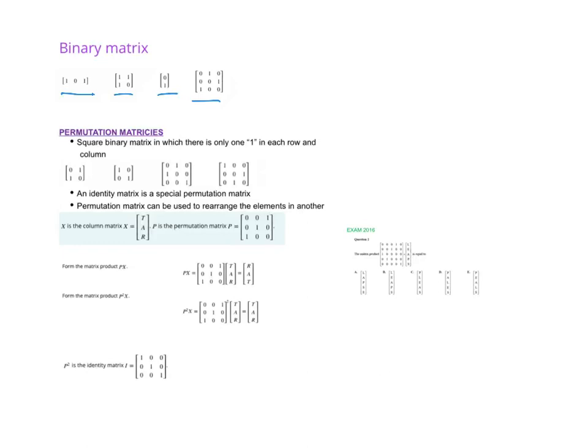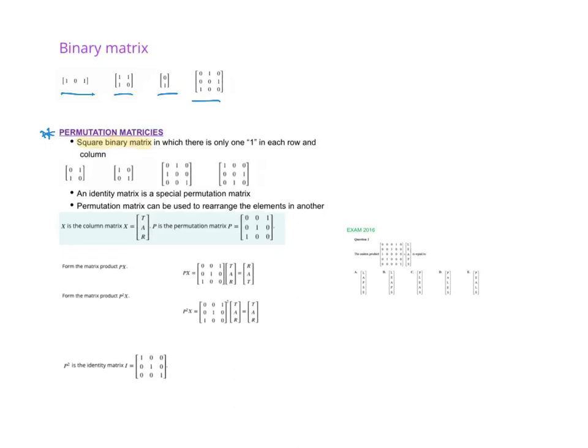And so binary matrices are used in computer programming, where you often see only ones and zeros. But in particular, we're going to look at a couple of types of binary matrix. The first one we're going to look at is permutation matrices. They are a type of binary matrix, except that they are square, so we'll have the same number of rows and columns.